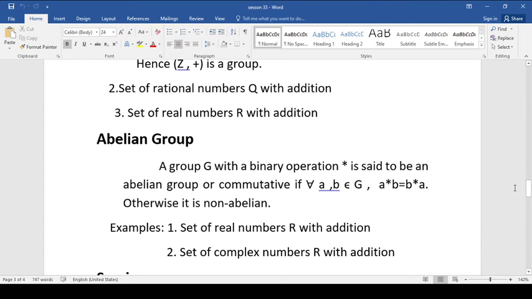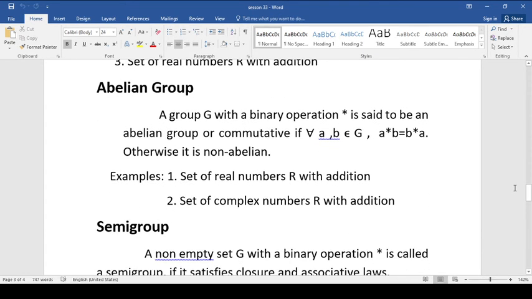So next we are going to study the abelian group. A group G with the binary operation star is said to be an abelian group or commutative group if for all a and b belonging to G, a star b is equal to b star a, otherwise it is non-abelian. So abelian group means G is already a group and along with the four properties, if it satisfies the commutative property, then that group we are going to call an abelian group. Examples: set of real numbers R with addition and set of complex numbers C with addition.